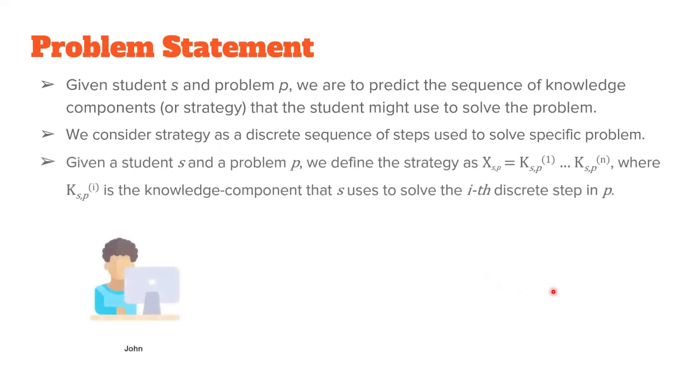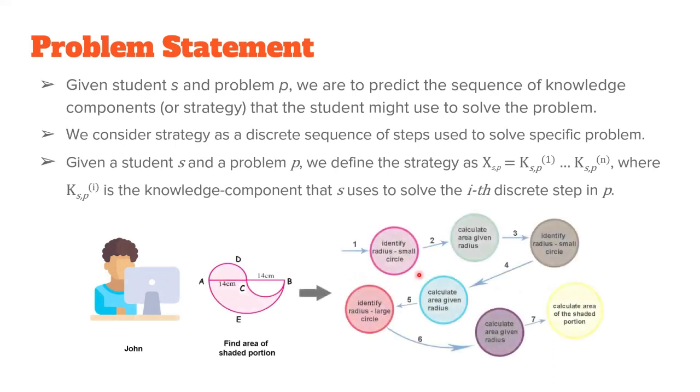So we define the strategy as follows. Given a student S and a problem P, we define the strategy as the sequence of knowledge components that the student uses to solve the ith discrete step in the problem. Here, the sequence of knowledge components from 1 through 7 is the strategy.